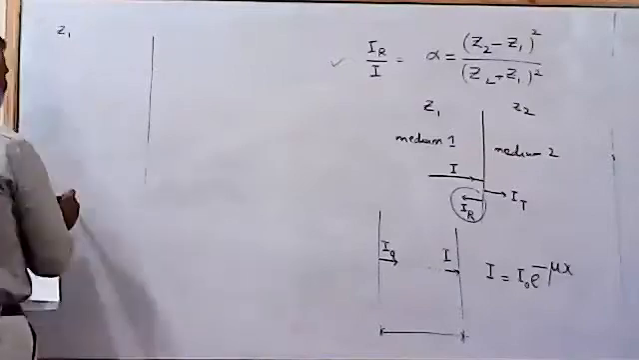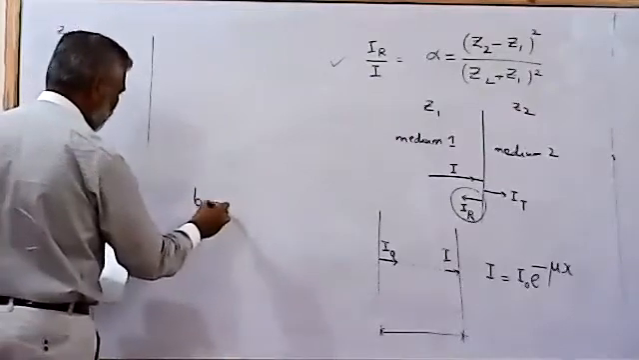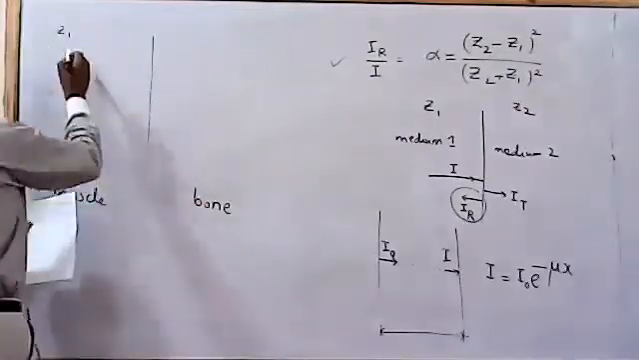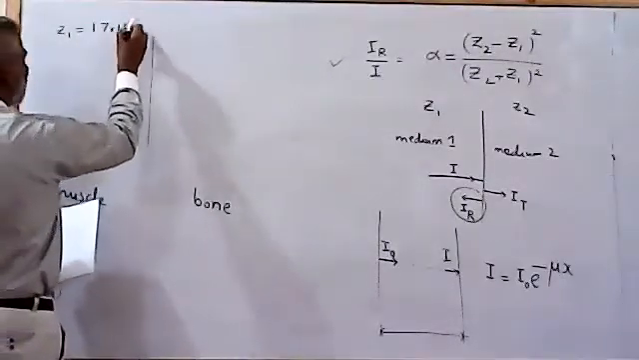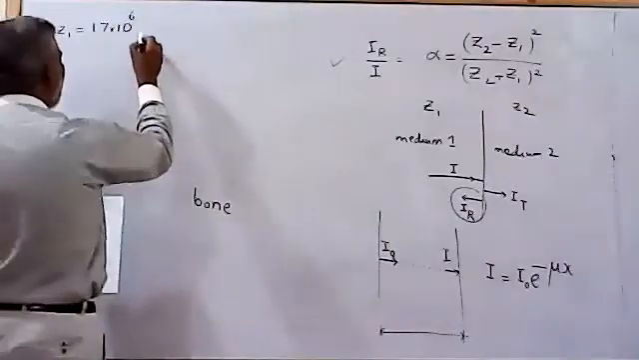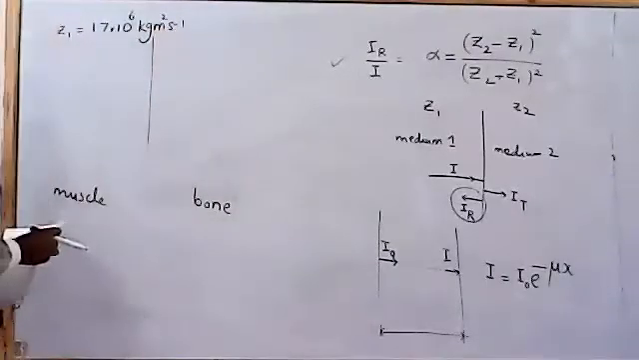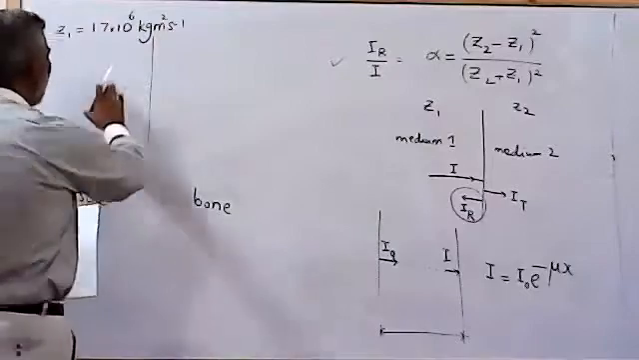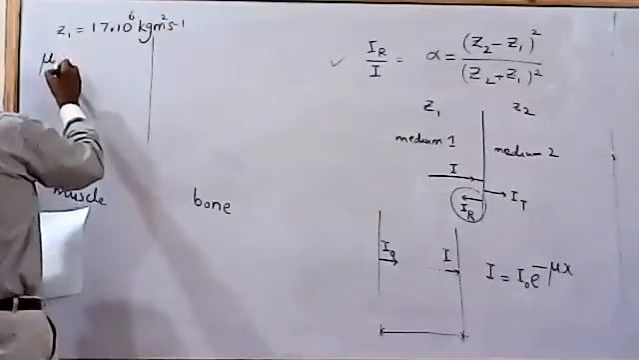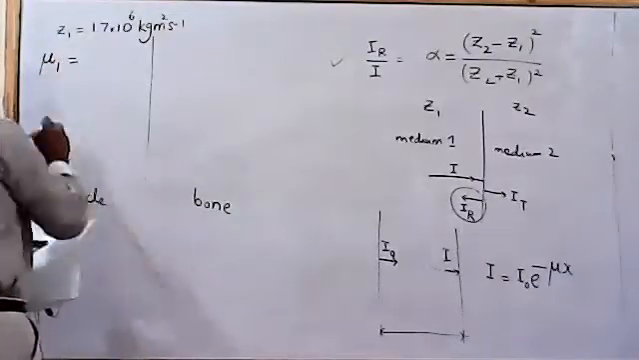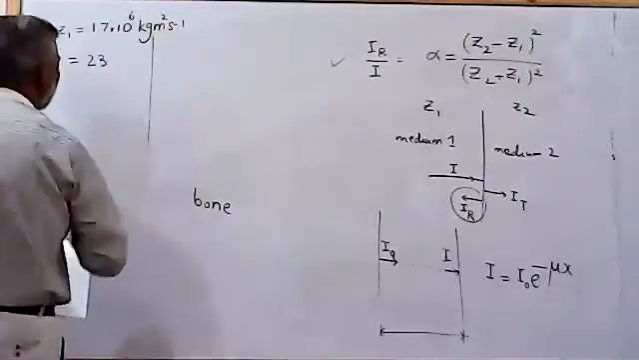This is muscle and this is bone. For muscle, the value of acoustic impedance is 1.7 into 10 raised to power 6, and the units are kilogram meter square s minus 1. These are given along with the value. The units are given. Value of absorption or attenuation coefficient mu1 for muscle is 23.